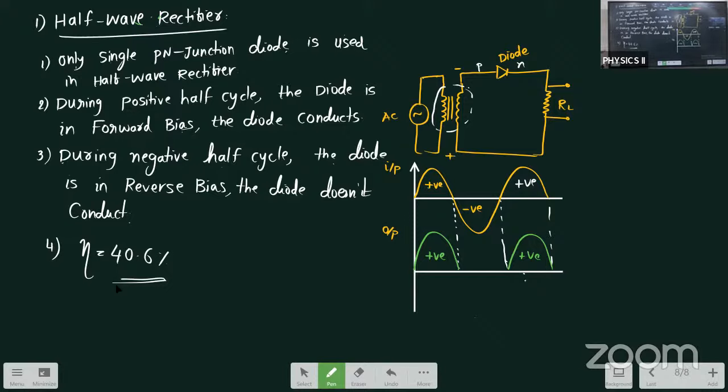Let us move on to the next question. What is the next question? Full wave rectifier. I'm turning the page. So the next question, an important concept in semiconductor devices, is the second one: full wave rectifier. See here.